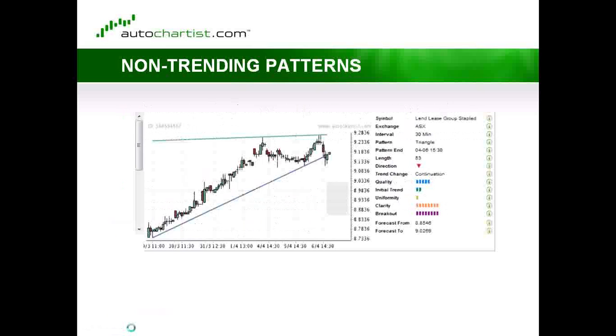Another pattern in the triangle family is this ascending triangle. You can see that's a non-trending pattern, and once again it's characterized by a horizontal top and an ascending bottom, an ascending support line. So when this market breaks this area, AutoChartist identifies this target zone. But again, you want to check your Fibonacci targets to see if perhaps this whole move is part of a Fibonacci retracement or some pattern. And if that's the case, then you're going to have further evidence that this is a valid downside target.